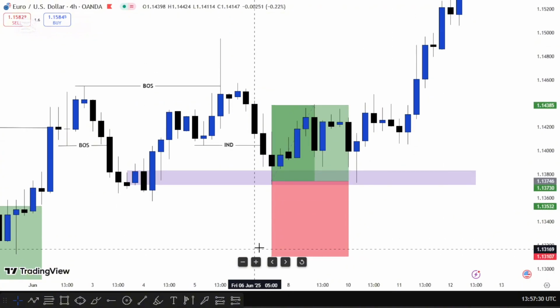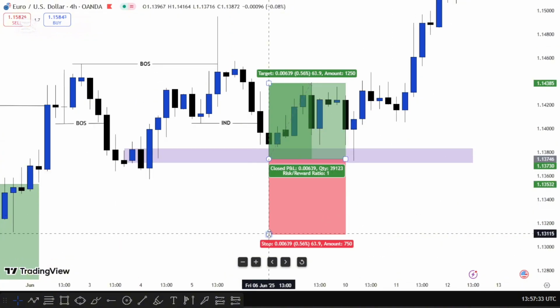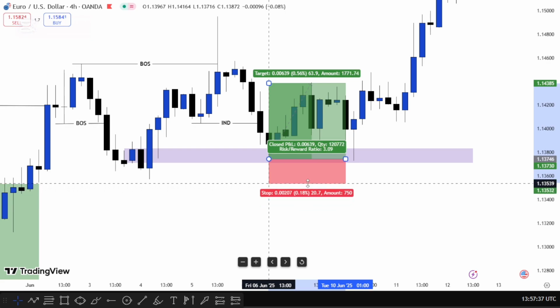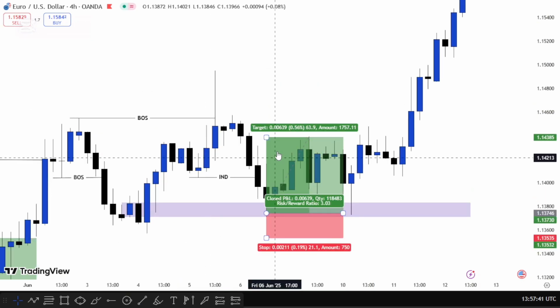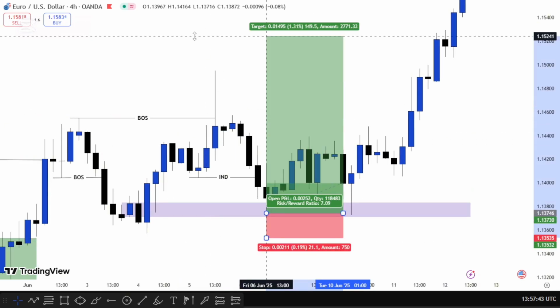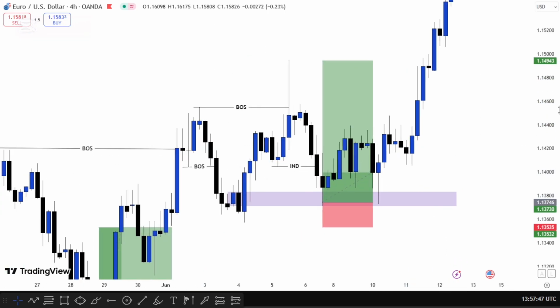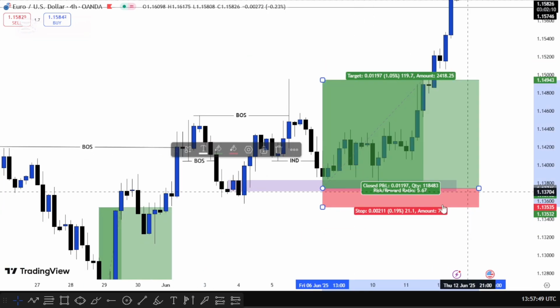Remember your 20 pip stop loss level. 20 pips standard stop loss level. So you go for the 1:5, 1:6. You don't have to be greedy, fam. So you see, it will always play out, guys.